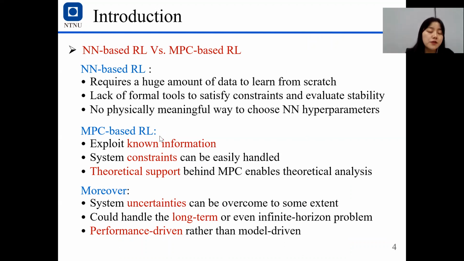However, our MPC-based RL approach can use known information, for example, the system's dynamics, and the system constraints can be easily handled. Also, because of the theoretical support behind MPC, it enables us to do some theoretical analysis. Moreover, thanks to RL, system uncertainties can be overcome to some extent, and it can solve the long-term problem. And last, this MPC-based RL approach is a performance-driven approach rather than a model-driven approach. It means that here we focus on the performance. We want to improve the performance.